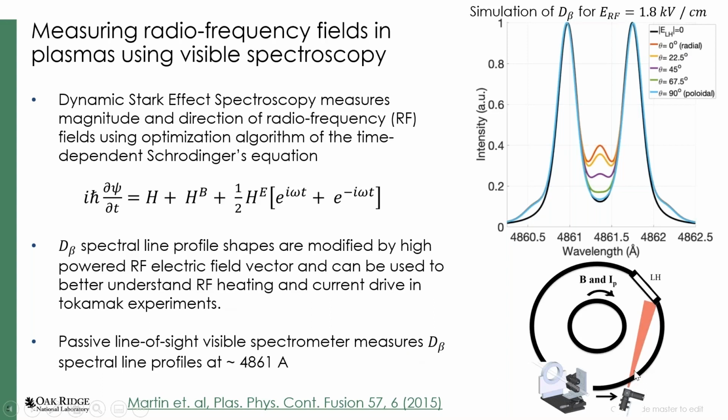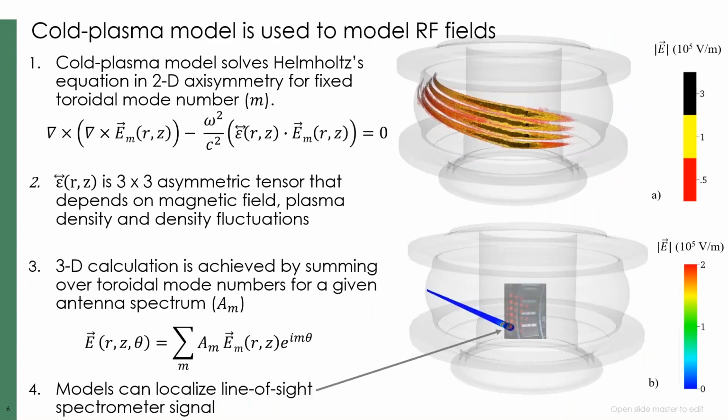A cartoon of that is shown on the right here. And we show a spectrometer that views a line of sight signal in front of a radio frequency antenna, that's actually on Alcator C-Mod, which was discussed in the previous slide. What we use COMSOL for here, and what was also done in some of the work referenced in the previous talk by Shinichi, is that based on that work, we have used a cold plasma model to solve for the radio frequency fields.